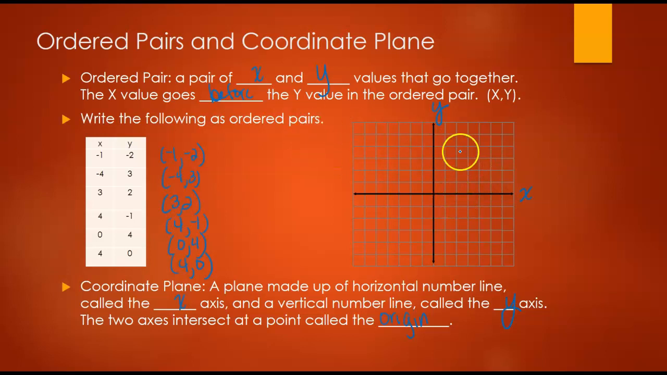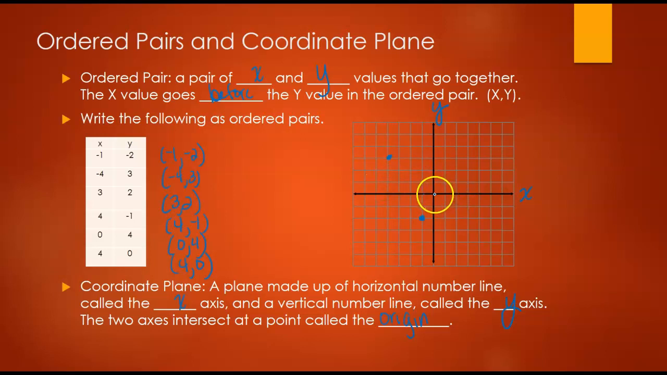In order to graph, our x value goes first, so we always go left and right first. A -1 shows that we go 1 to the left, and then we go down 2. -1, -2. For the next one, -4 goes first. We always go left and right first, so it's 4 to the left because of the negative. 1, 2, 3, 4. But this time it's 3 up. 1, 2, 3.